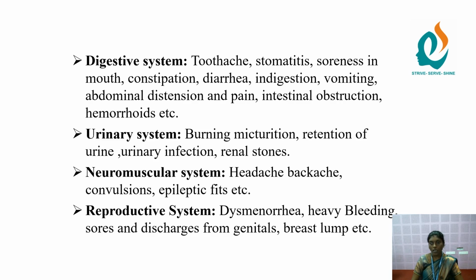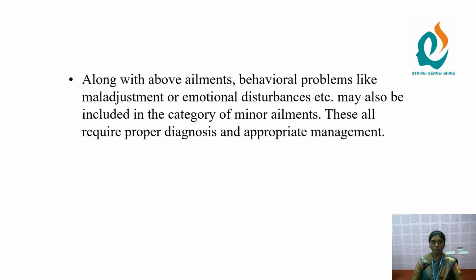Neuromuscular system: headache, backache, convulsion, epileptic fits, etc. In the reproductive system: dysmenorrhea, heavy bleeding, sores and discharge from the genitals, breast lumps, etc. Along with the above ailments, behavioral problems like maladjustment or emotional disturbances, etc. may also be included in the category of minor ailments. These require proper diagnosis and appropriate management.